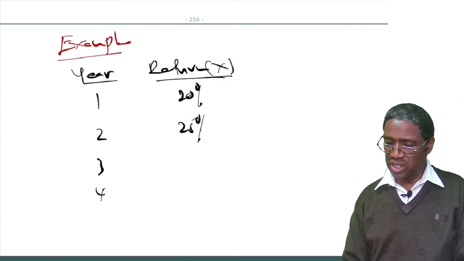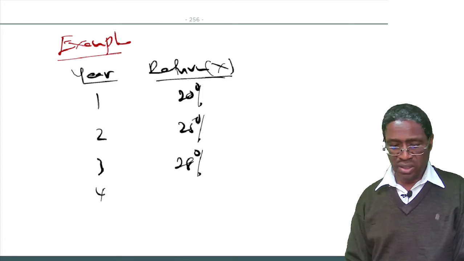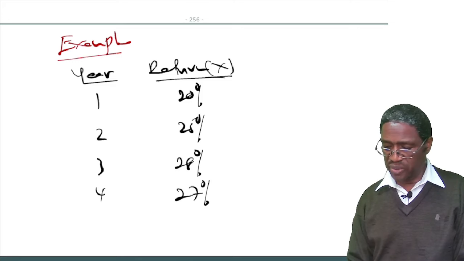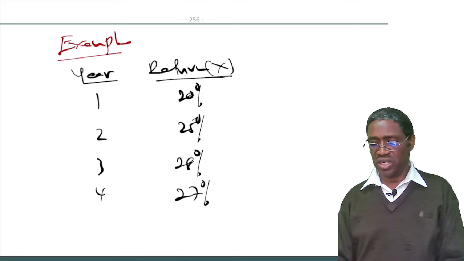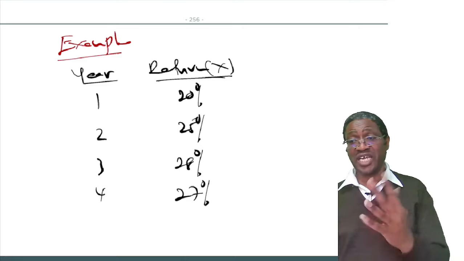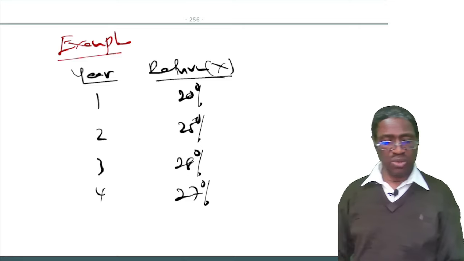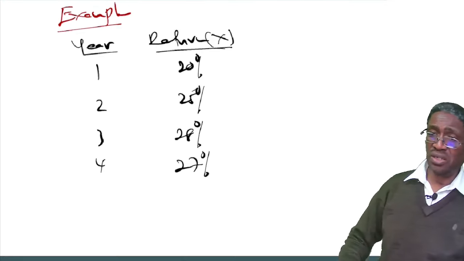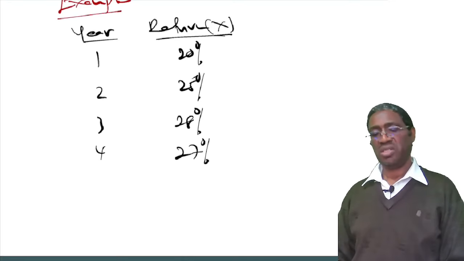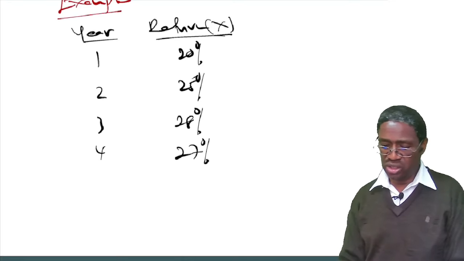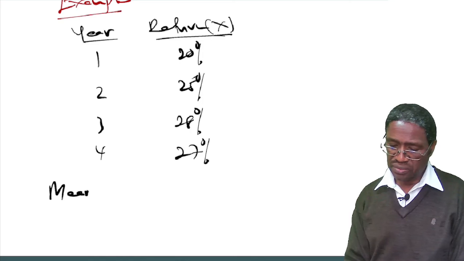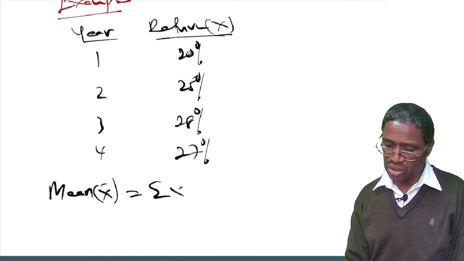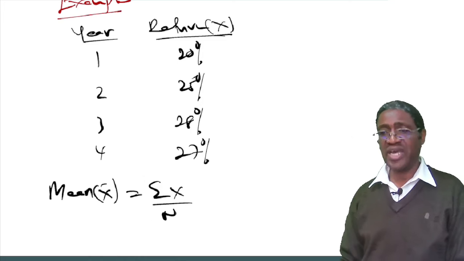This is 28%. Then put this is 27%. Those are your returns for a particular security. Now we want to calculate the mean or the average. X bar equals summation of X divided by N.